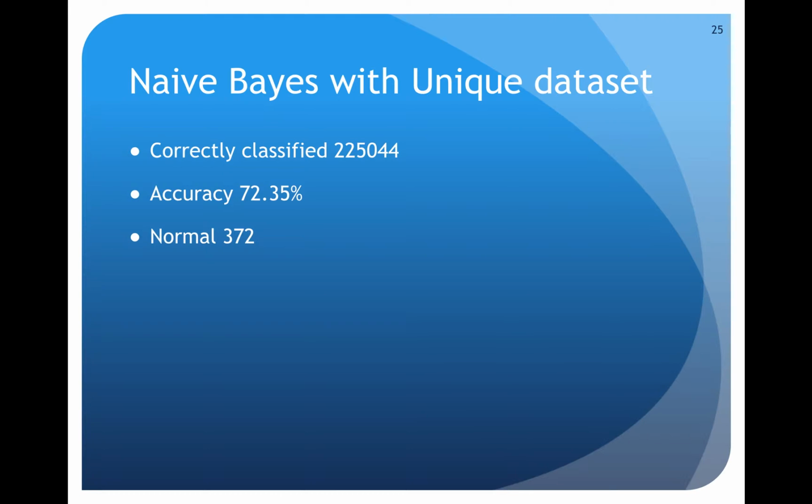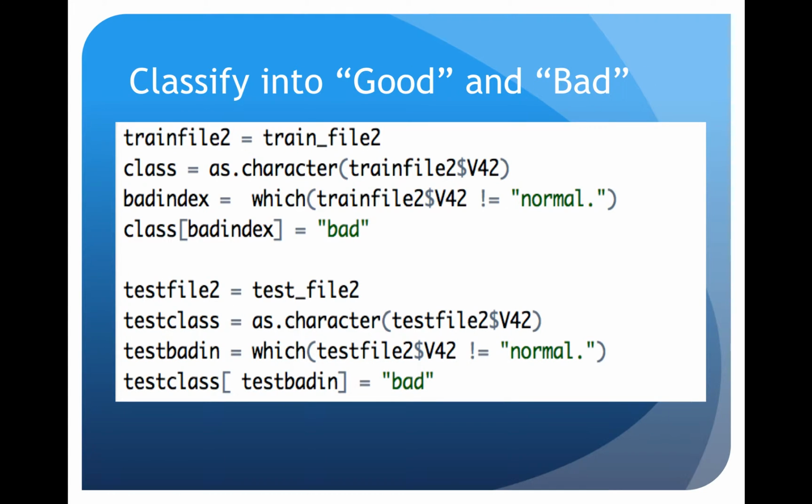Naive Bayes did comparatively better with the unique data set. Its accuracy this time was 72.35% as opposed to 61% last time. It also identified more normal records correctly.